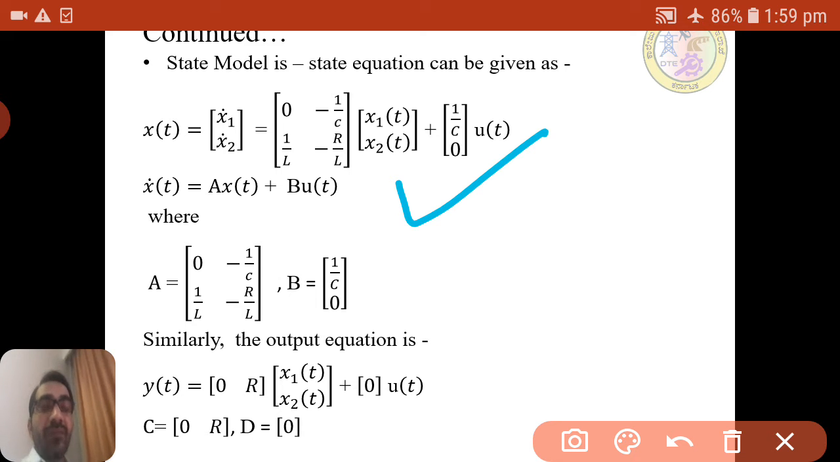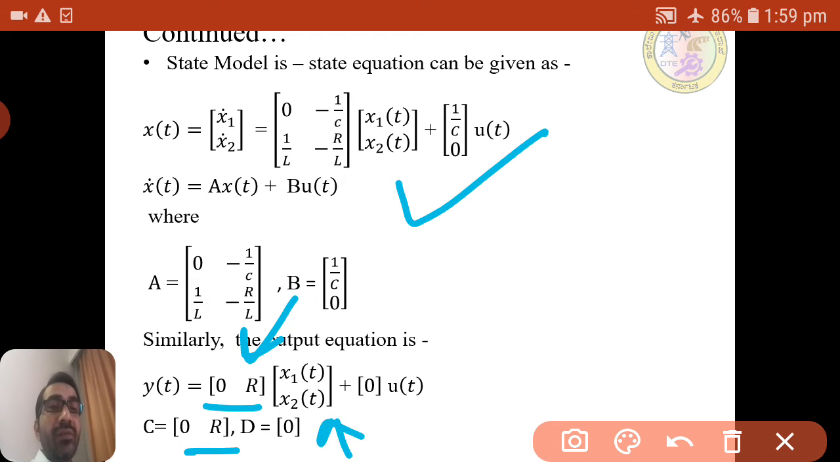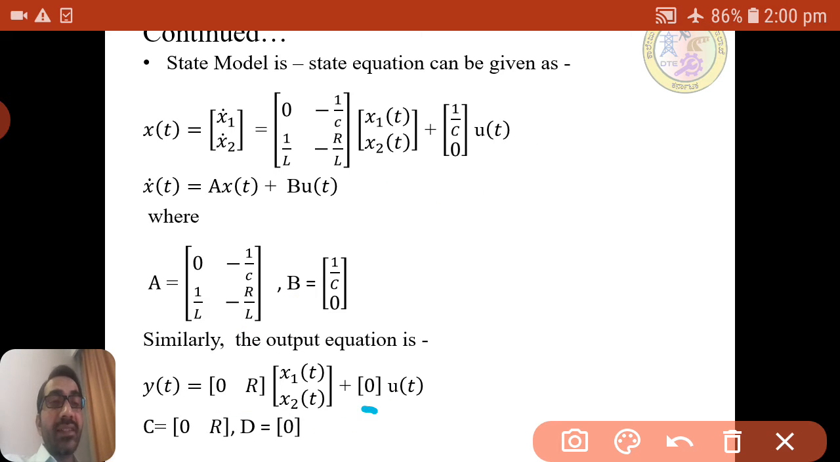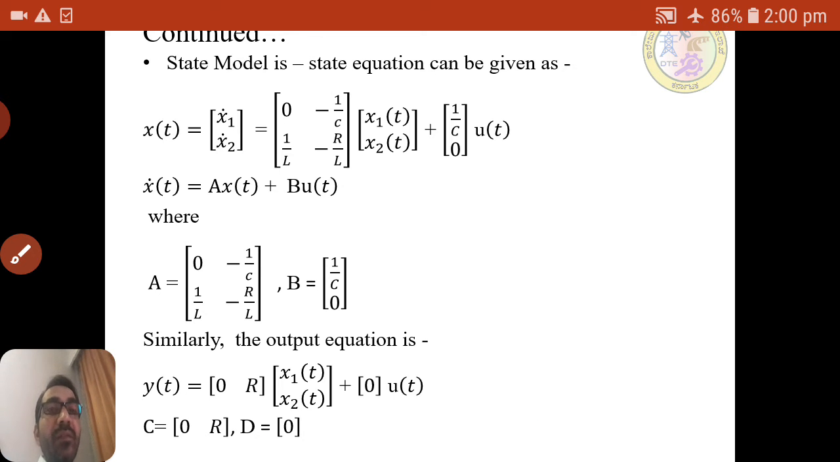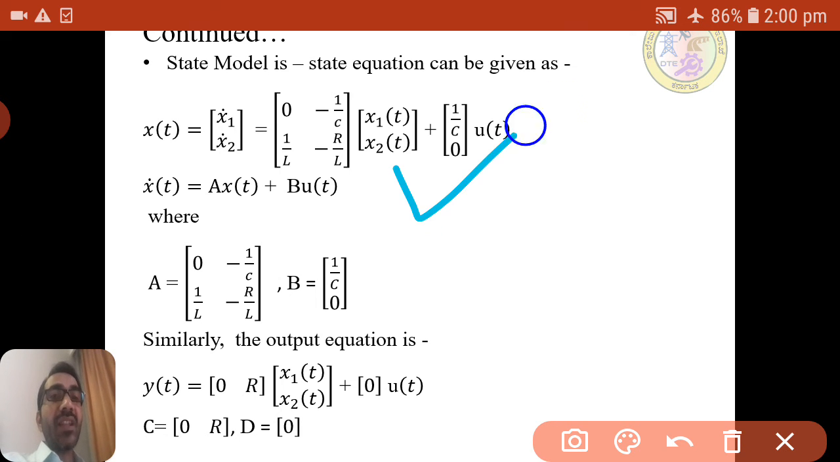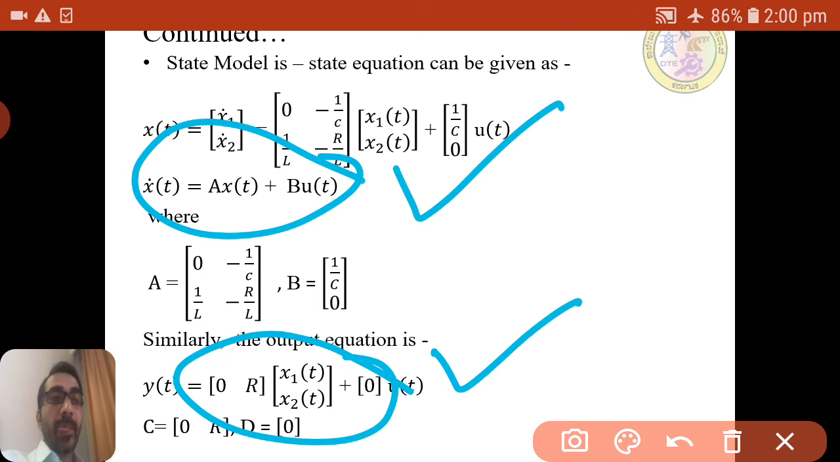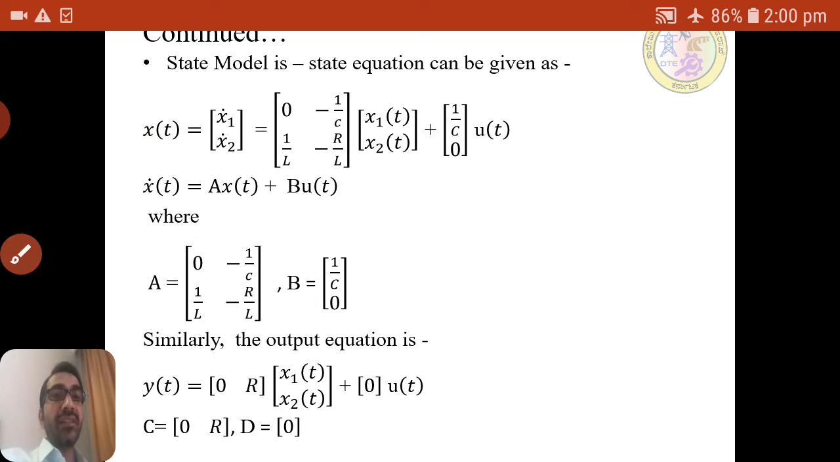Similarly, the output equation, we can give y of t is equal to 0 into R, that is nothing but the C matrix, times the two state variables, and there is no D term here, that is, the D term coefficient is 0. So this is the state model for the circuit we have considered. One is the state equation and the other is the output equation, in the form of the state model. So this is regarding the first circuit.